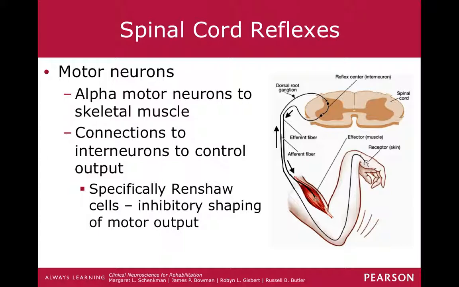Alpha motor neurons to skeletal muscle, we think of these as the output, the effector of the reflex, but it can also have collateral connections to interneurons to control output, specifically as shown here, Renshaw interneurons, which can produce inhibitory shaping of the motor output.